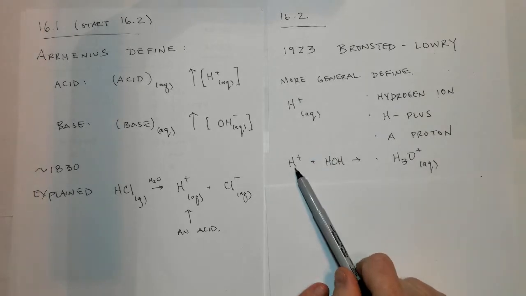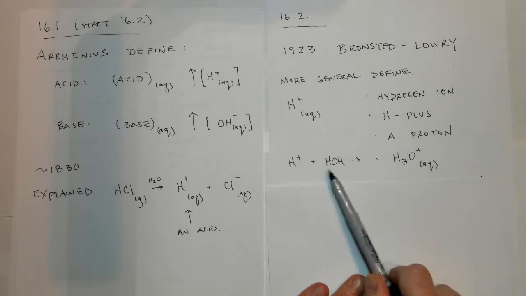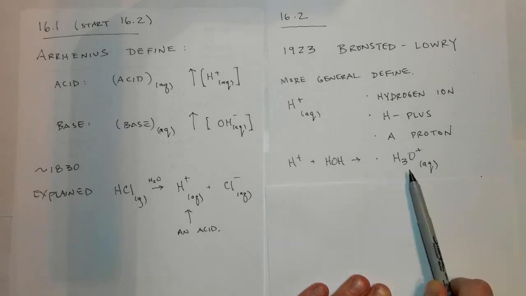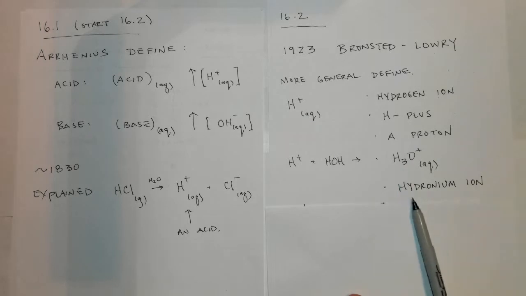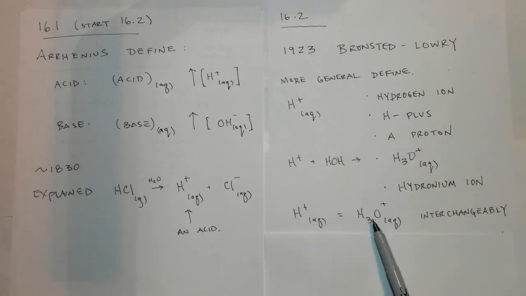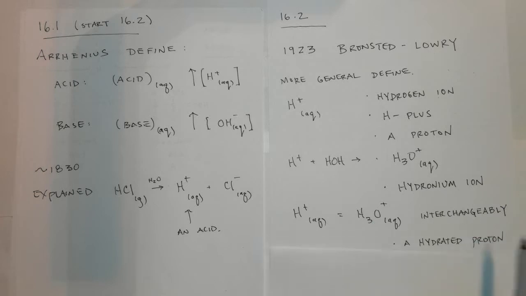And this hydrogen ion, or this H+, reacts with water molecules, and it forms this H3O+ ion. And so H+ and H3O+ are used interchangeably. H3O+ has the fancy name hydronium ion, and so sometimes H+ is called the hydronium ion. Another fancy way of saying hydrogen ion is a hydrated proton. Hydrated meaning that it's dissolved in water and it has a little plus next to it.